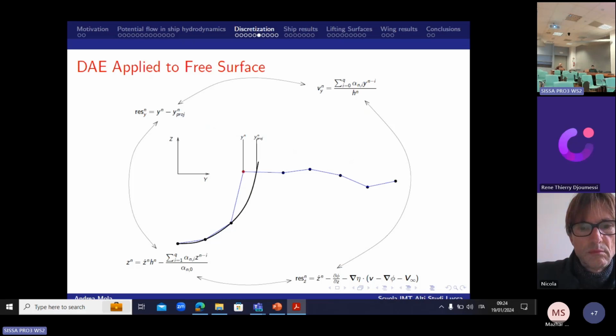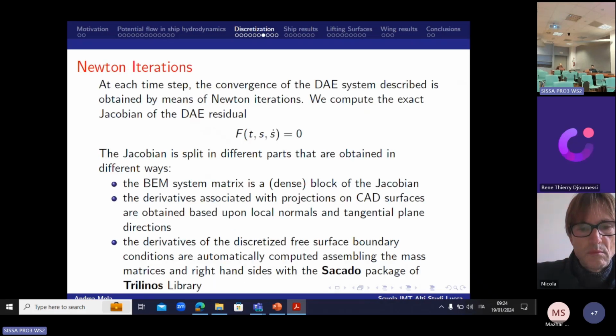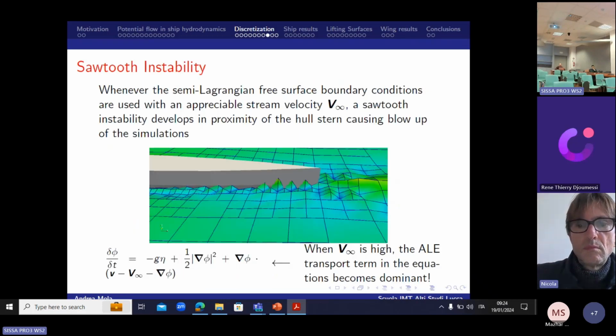It needs to know that it has to go up and down. And so we needed all these codes to talk also with the CAD file of the ship. So these codes are geometry aware, if you want. We used CAD files also for other purposes, such as mesh generation, but that's a story for another day. So we have these Newton iterations. The Jacobian is computed automatically, making use of the Sacado package of the Trilinos library.